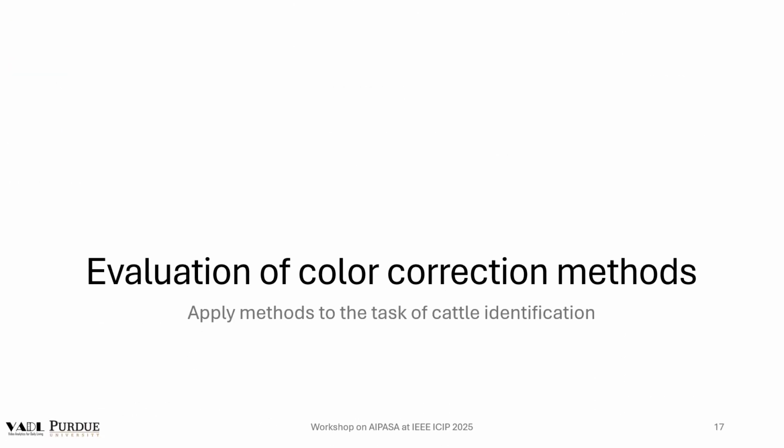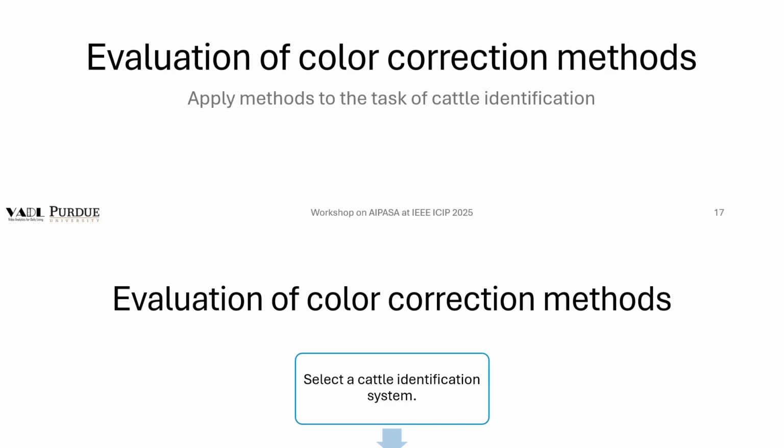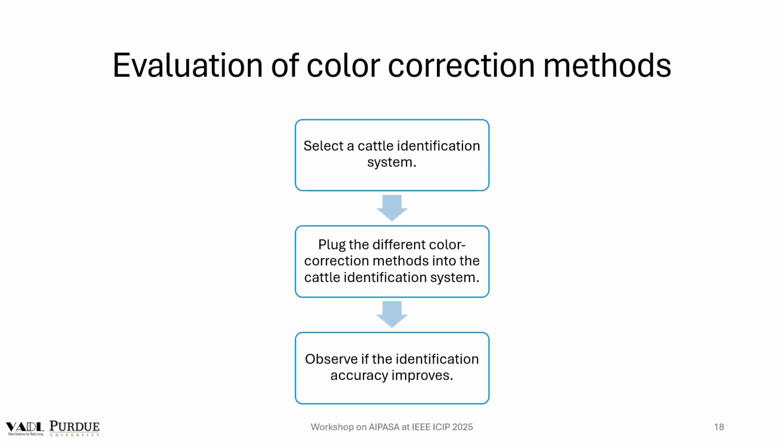Now we discuss how we evaluate the different color correction methods. For this, we apply the methods to the task of cattle identification. For this, we first select a cattle identification system, plug the different color correction methods into this system, and then observe if the identification accuracy improves.